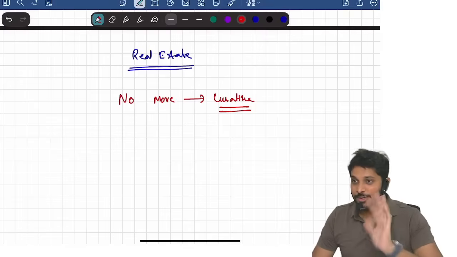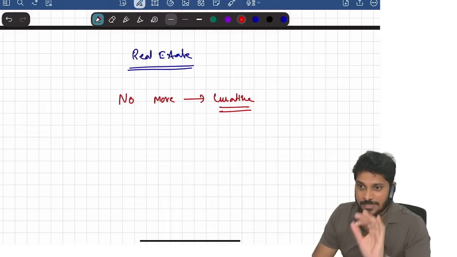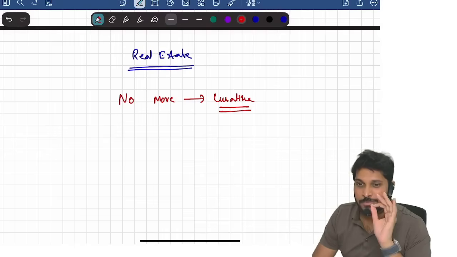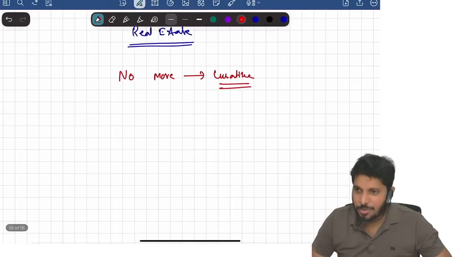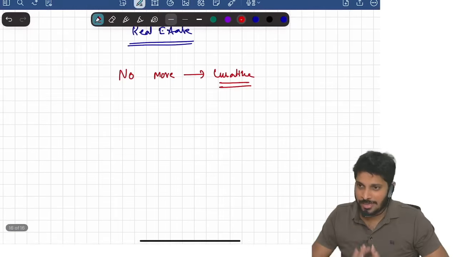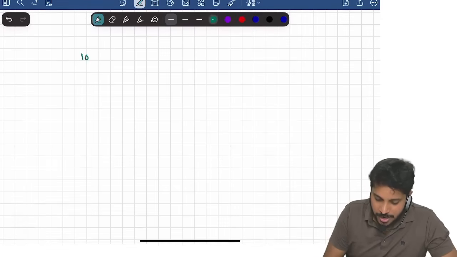So the title of this video is: real estate asset is no more a lucrative investment, no more a profitable investment. Before I talk about this, before you all comment, okay, first, suppose today you have 100 rupees.